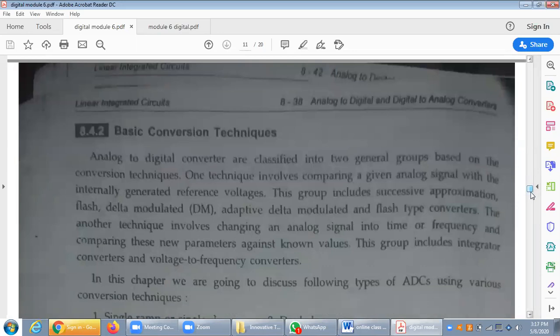Previously we converted a digital value into analog. Now we are going to give an analog value, that means 3.5 volt. If you give it, the corresponding digital value will be generated.